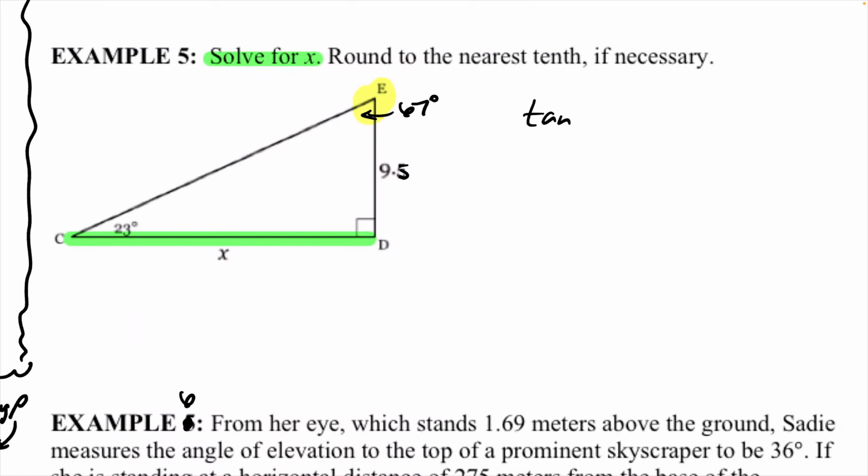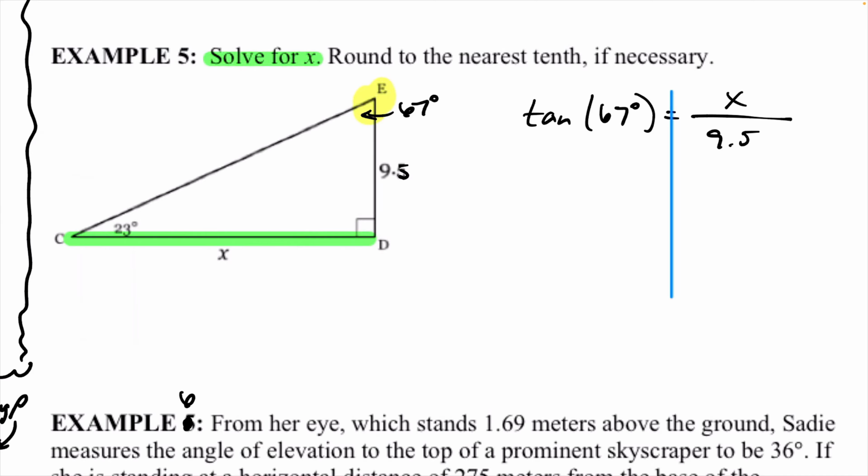So tangent of angle E, right? Angle E is 67 degrees. We said tangent is opposite, right? So what was opposite again? What was opposite of E? X. That goes on top. What is adjacent to E? 9.5. That's the hard part there. The hard part is done. The last thing is solve it.